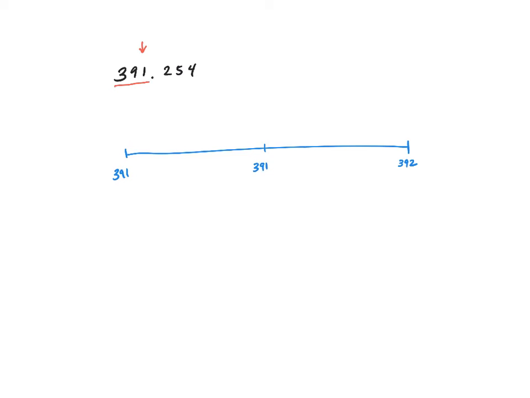Halfway would be 391 and a half. If I were to look at my number, I'd see that my number is 391 with 2 tenths and then some hundredths and thousandths. 391 and 2 tenths. It's going to be somewhere right over here. And because I'm not halfway, I'm going to round down to 391.